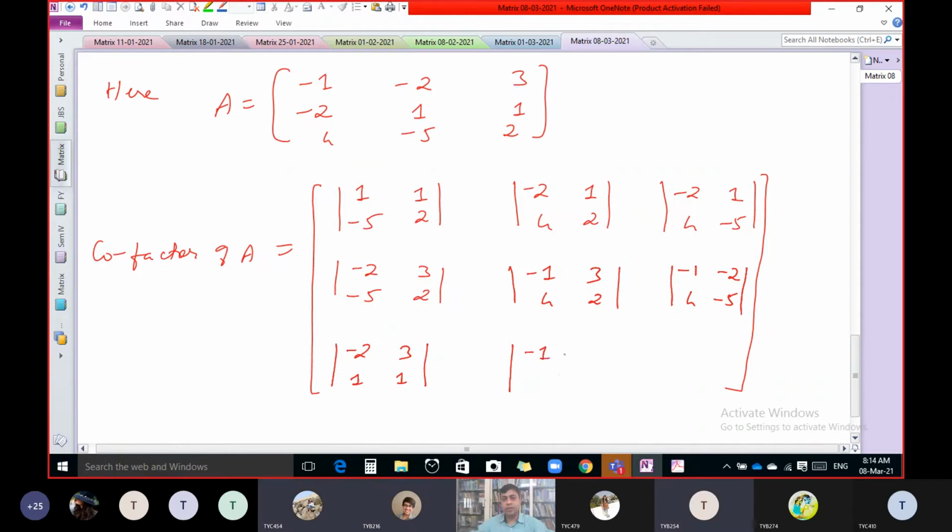Minus 1, 3, minus 2, 1. Correct. And last row, last column.